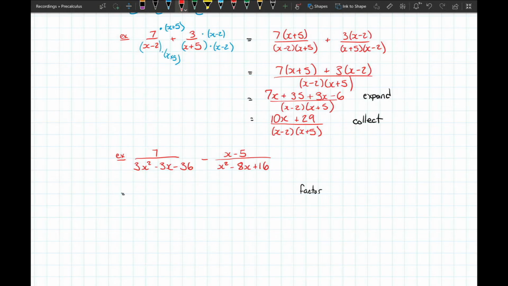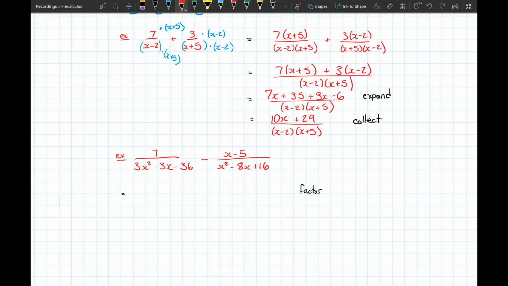Now I've made this first trinomial have a leading coefficient of 3, which might make you think, oh no, I have to use the AC method, and that is quite a long process. Now you could go ahead and try the AC method, but remember when we look at factoring, the first strategy you might want to try is looking for a common factor. 3x squared, negative 3x, and negative 36 all have 3 in common.